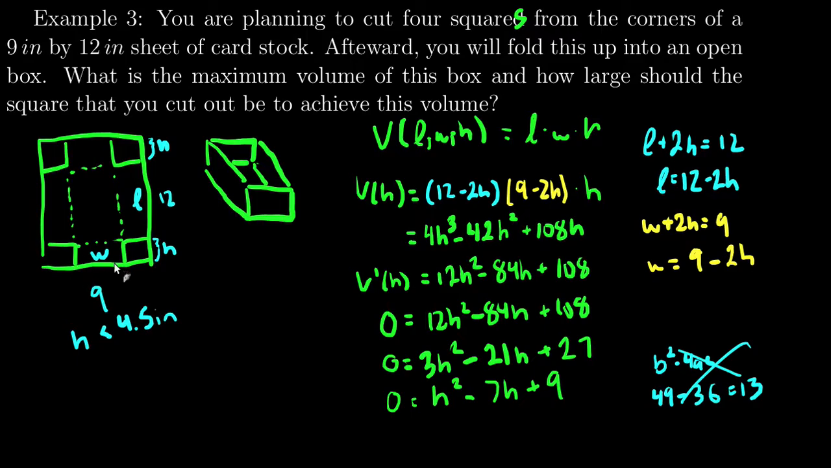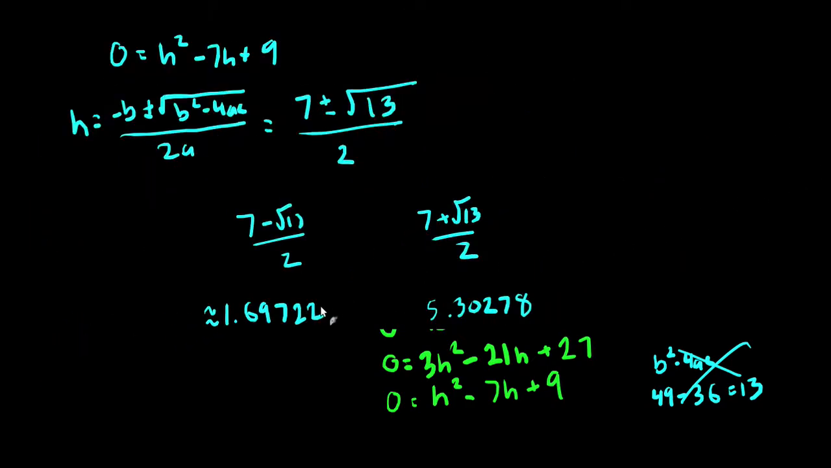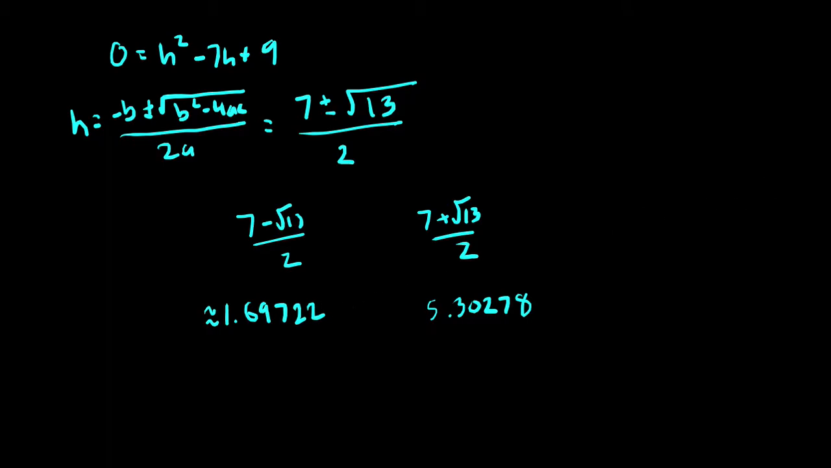Because if I go beyond 4.5 inches, I'll cut off more than this entire side of 9, because that would be 4.5 cut off here and 4.5 cut off there. So, really, the domain I'm considering from actually cutting squares out and actually folding up a box is h has to be somewhere between 0 and 4.5. That means that the critical point I'm going to consider is actually this one right here. And to finish it off, I'm just going to plug that back into the volume function.